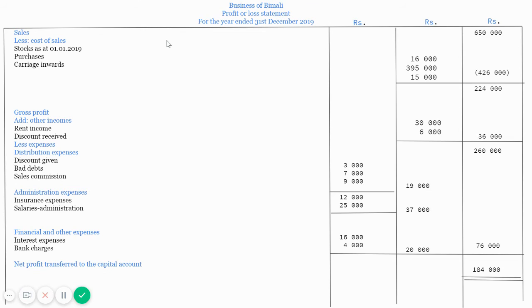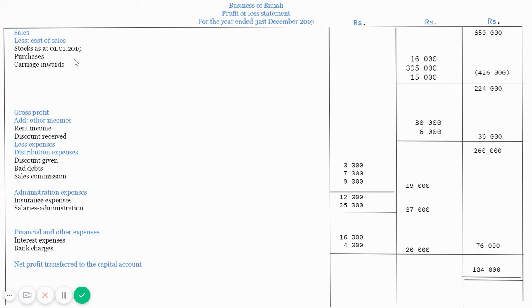Don't try to find out the sales value first and put it here. Then under cost of sales, the first one should be the opening stock. Then go on searching for the opening stock in the trial balance and getting the value. Then go on searching for the purchases like that. Don't do that because it consumes more time.